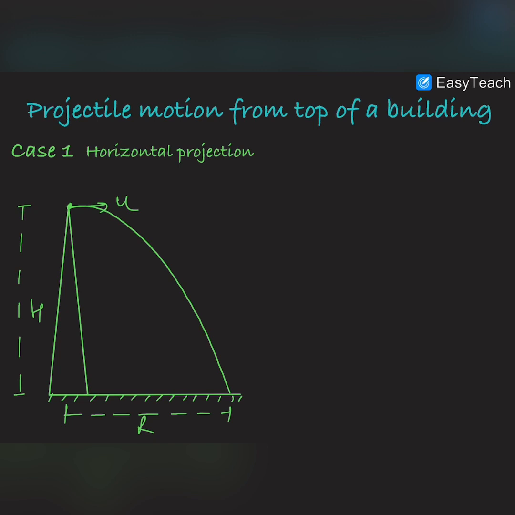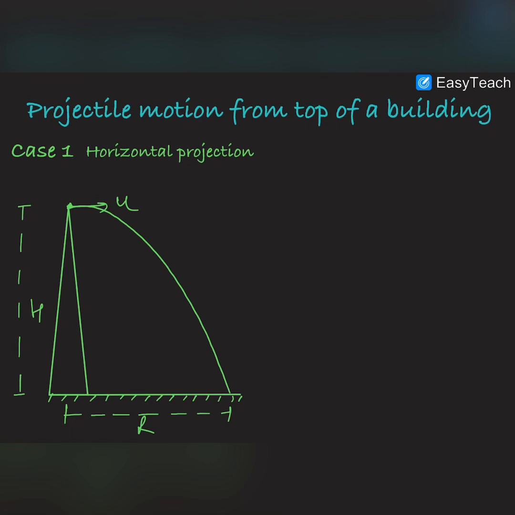Today in this video, we are going to discuss projectile motion from the top of a building or a tower. So let us discuss case one, in which we have projected a ball in the horizontal direction with some velocity u from the top of a building of height h, and we need to find its time of flight and range. Obviously, the maximum height attained is itself h, and it is not going above this point, and therefore we need to find just the range and time of flight.